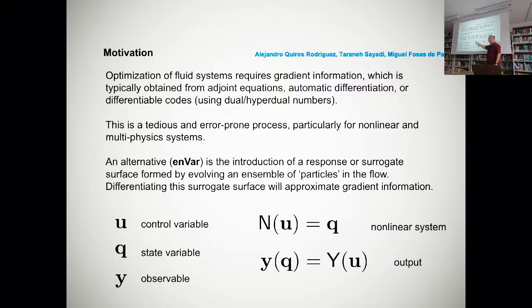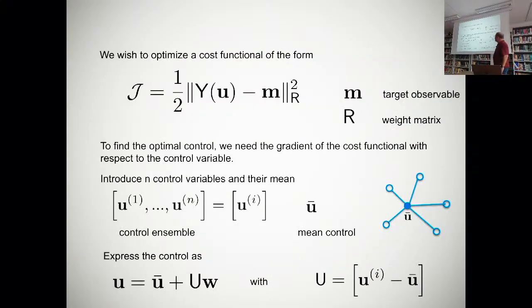That could be RANS, that could be LES, that could be DNS, that could be anything you want to. It could be OpenFOAM, it could be your research code, anything you want to. And then what do we do? Let's say we want to have a target that we want to push the fluid towards. So we have an entire N agents that we push forward.